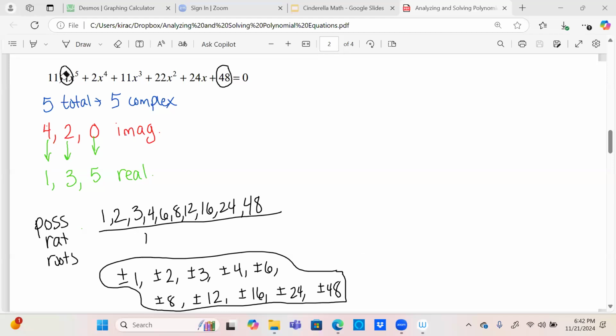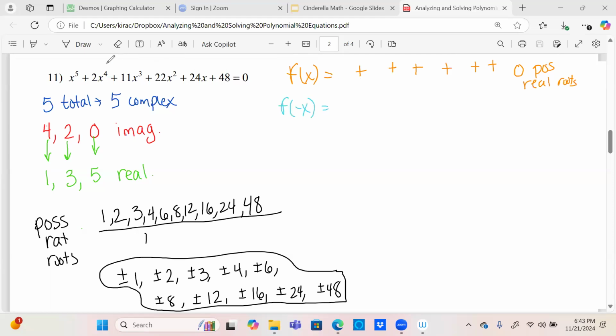Okay, let's observe the signs of f of x. So the original function here started positive. Oh, positive all the way. 4, 3, 2, 1. So we're going to have 0 positive real roots. No positives. Let's observe the signs of f of negative x.